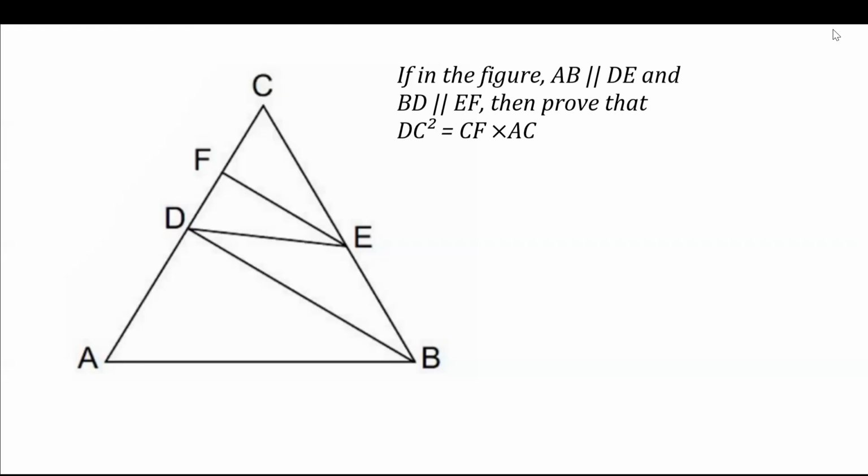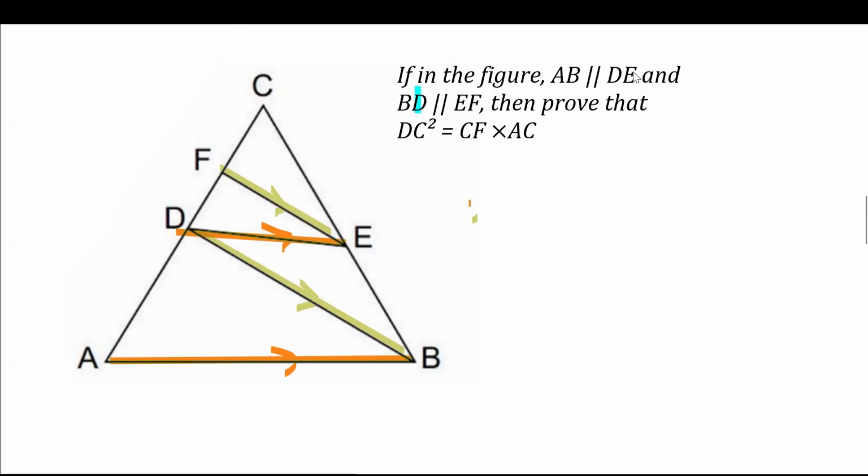In this question from the chapter Similar Triangles, we are given in the figure that AB is parallel to DE. You can see this is AB, and this line segment is given parallel to DE. That's the first information we have. Further, we can see that BD is parallel to EF. This line is drawn parallel to EF. So these two are also given parallel.